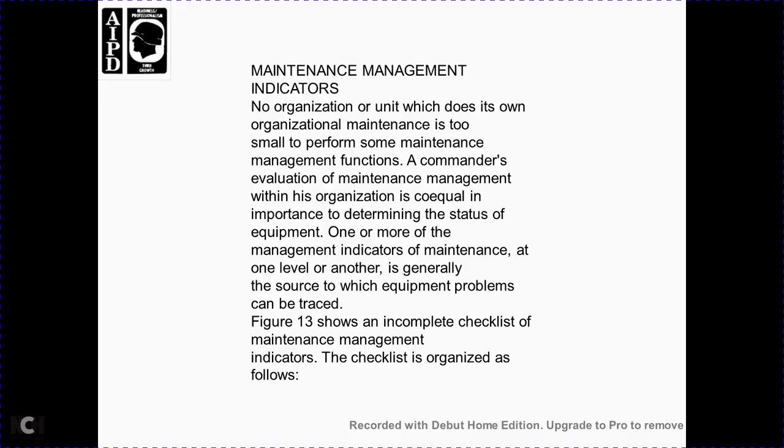A commander evaluates management of maintenance for the organization and co-equal the impact or importance of the determined staff of the equipment. One or more of the management indicators indicate the maintenance of the one level and other general sort for which of the equipment problems to be traced. Figure 13 shows the incomplete checklist for the maintenance management indicator.